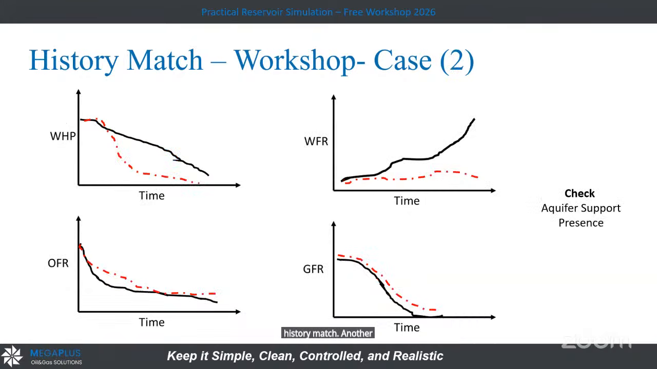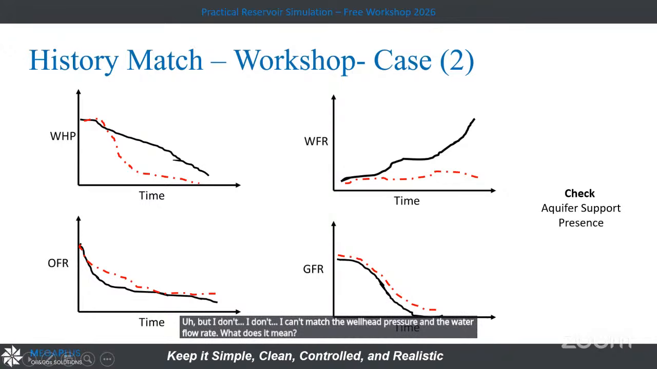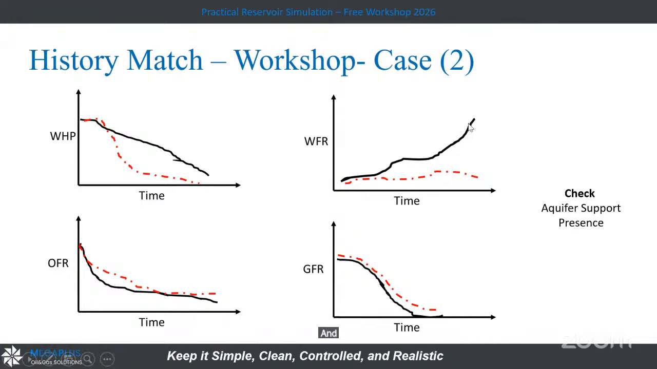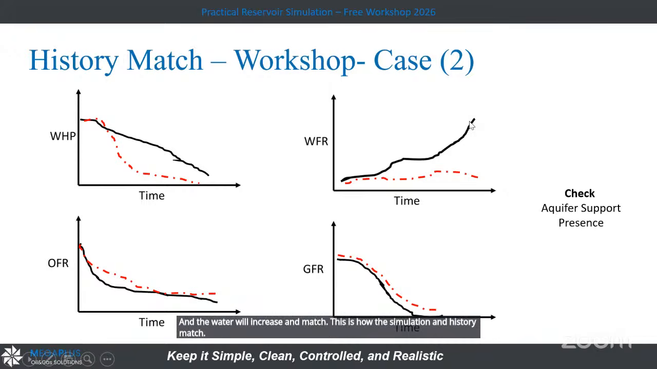As another example, if I'm almost matching the oil flow rate and the gas flow rate, but I can't match the wellhead pressure and the water flow rate, what does it mean? It could mean that I'm missing the aquifer in my model. But when I add the aquifer, what will happen? It will cause pressure maintenance, so the pressure will increase and match, and the water will increase and match. This is how the simulation and history match goes.